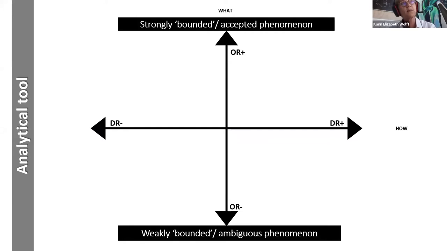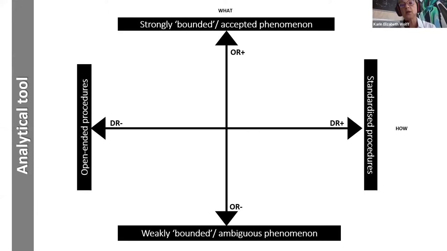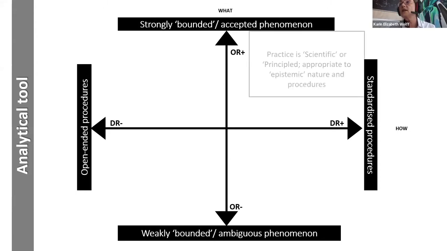Concepts like justice, concepts like love, for example, are different from concepts like gravity and even osmosis. The horizontal axis is about how we approach these phenomena, from fixed standardized approaches to weaker open-ended approaches. And then each quadrant represents a fundamentally different way of thinking.